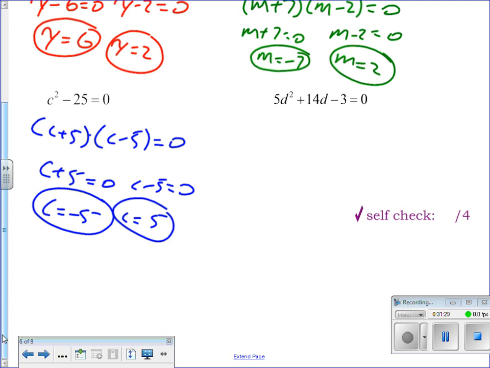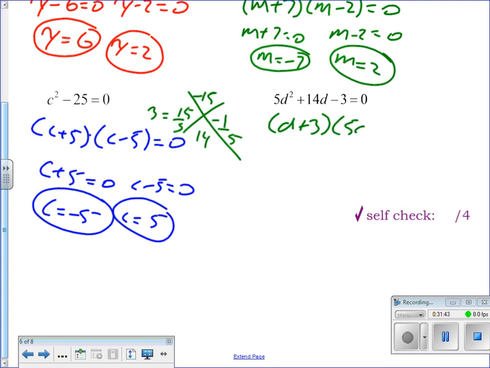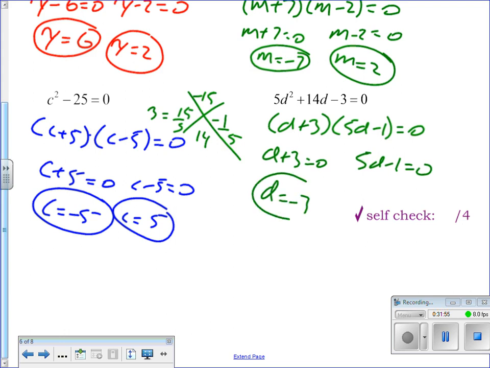And last one on this page. Negative 15, 14, that's 15 and negative 1. Divide by 5. I get d plus 3 and 5d minus 1 equal to 0. So d plus 3 equals 0. 5d minus 1 is equal to 0. D equals negative 3. And d equals 1/5. Questions?